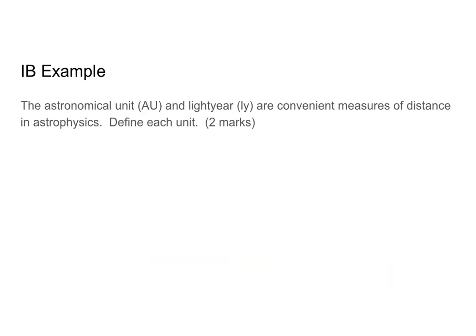There you go. So now that we've done a more standard example, let's take a look at an IB example question. The astronomical unit, AU, and light year, LY, are convenient measures of distance in astrophysics. Define each unit. So our command term here is the word define. And what that means is IB wants you to tell them what is the definition of AU and what is the definition of light year.